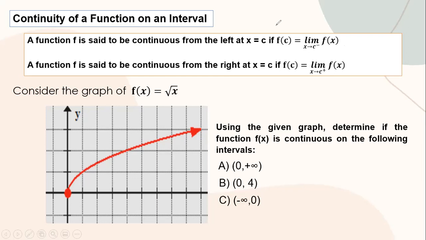Okay, so a function is said to be continuous from the right. So on the other hand, a function f is said to be continuous from the right at x is equal to c if f of c is equal to the limit of our function as x approaches c from the right. Okay, so let us now consider the graph of f of x is equal to square root of x. Okay, so using the given graph, we'll be determining if the function f of x is continuous on the following interval.